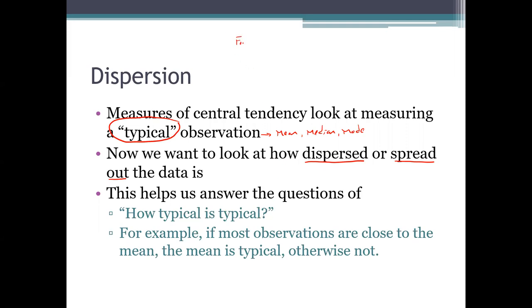For example, suppose two students take a test. One student gets a 59 and one student gets a 61. What is the average test score there? Yep. Okay, so this measure of central tendency is typical for what people score. But what if two other students take a test and one person gets a 20 and one person gets 100? What's the average?